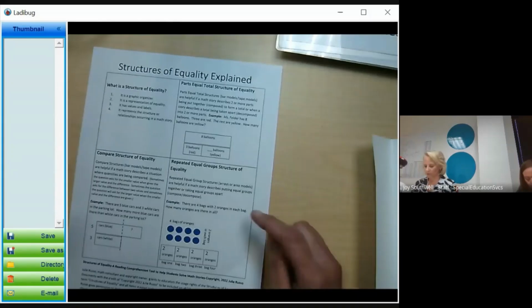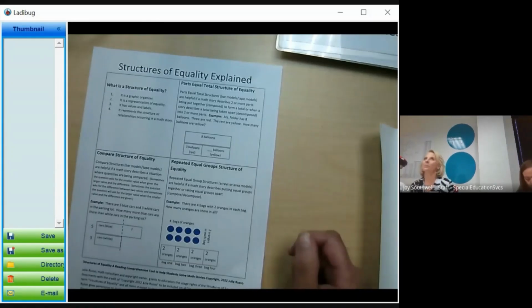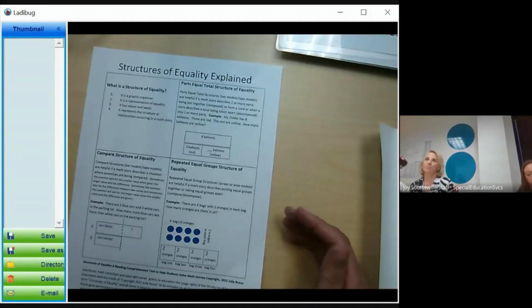These pictures, you've seen them before in your math textbooks. You've seen these kinds of pictures before. Some textbooks call them bar diagrams. Sometimes you'll see them as tape models. So those terms cannot be used interchangeably with structures of equality. You can call a tape model maybe a bar model, or a bar model a tape model, but a bar model is not exactly a structure of equality.